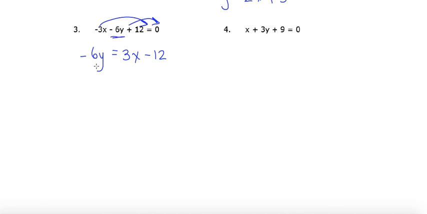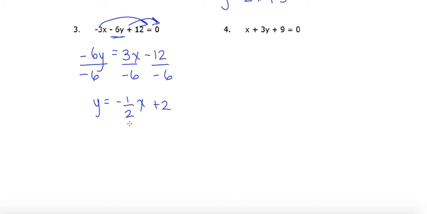And now I'm going to divide every term by the coefficient in front of my y. So I'm going to divide every term by negative 6. So negative 6 divided by negative 6 is 1y, so just y. 3 divided by negative 6 will simplify to negative 1 over 2x, right? Because I simplify that fraction. And negative 12 divided by negative 6 is positive 2. 2 negatives turn into a positive.